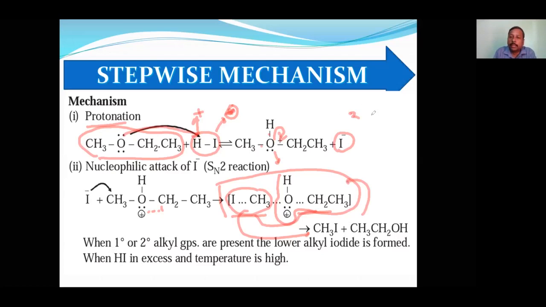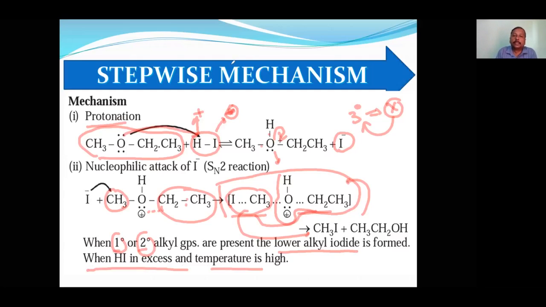In the 3-degree case, iodine or halogen will go to the 3-degree carbon. But when 1-degree or 2-degree alkyl groups are present, the lower alkyl iodide is formed. See, here this is methyl, 1-degree, ethyl also 1-degree. If they are 1-degree or 2-degree, iodine will go to the smallest possible group. Iodine went to where? Methyl group. But when there is excess HI and the temperature is high, what will happen, I am going to explain now.